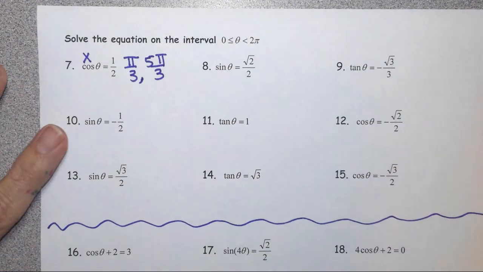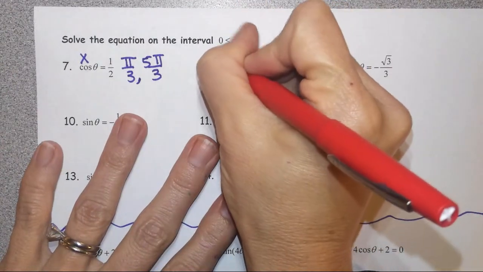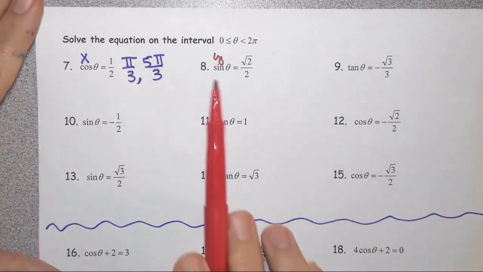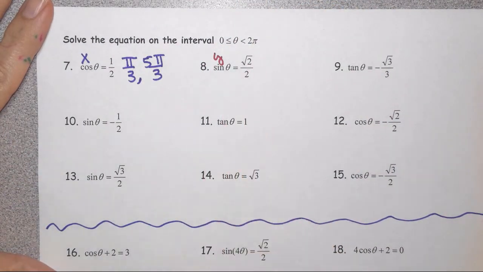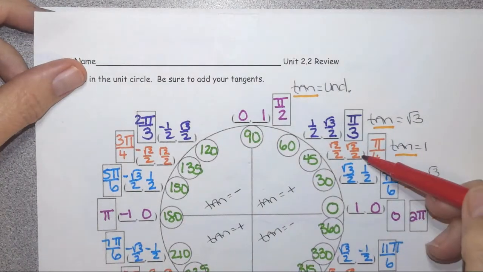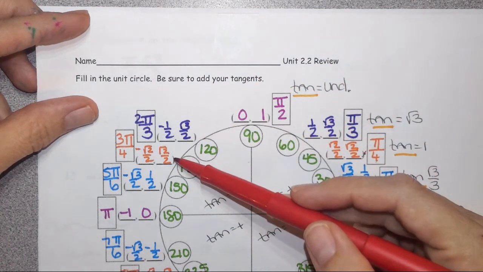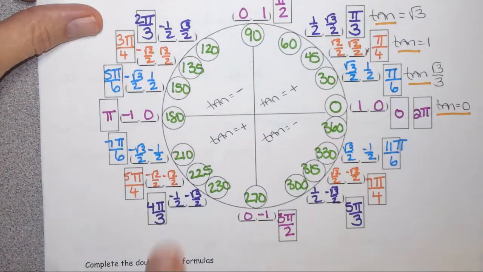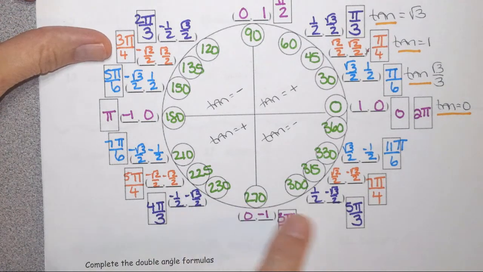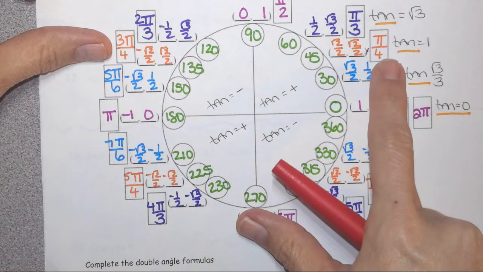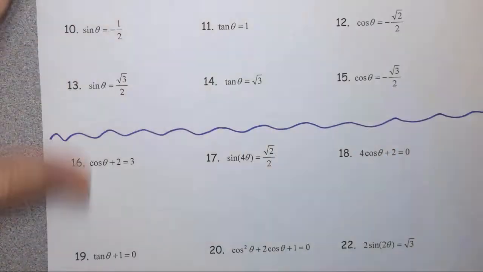When they ask you about sine, they're asking you about your y. So you're going to go on your circle, and you're looking for where the y value is equal to root 2 over 2. So this time I'm looking over here in the y section. There's a root 2 over 2 at pi over 4. There's another root 2 over 2 at 3 pi over 4. When I come down here, it's negative, so I don't want that one or that one. So I just want pi over 4 and 3 pi over 4.